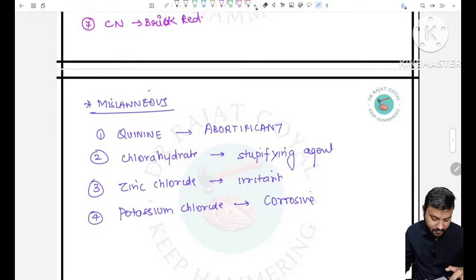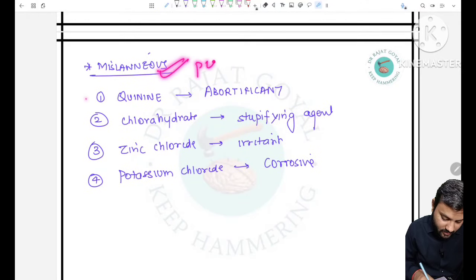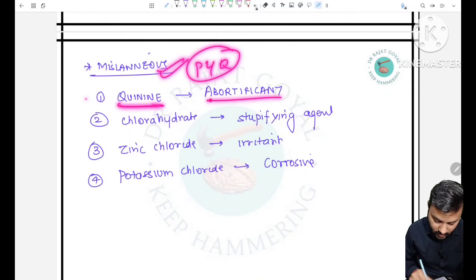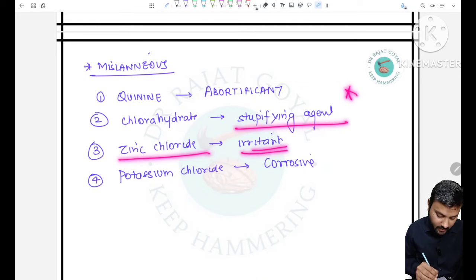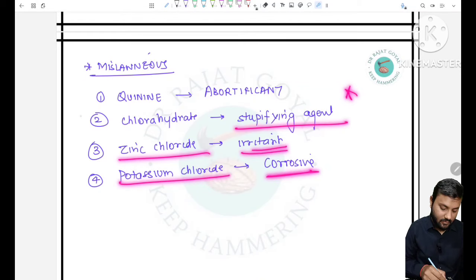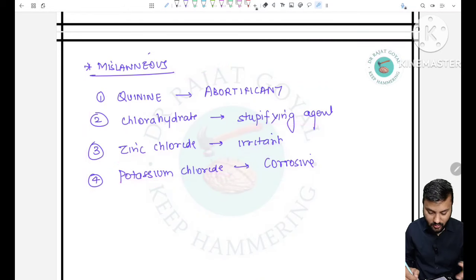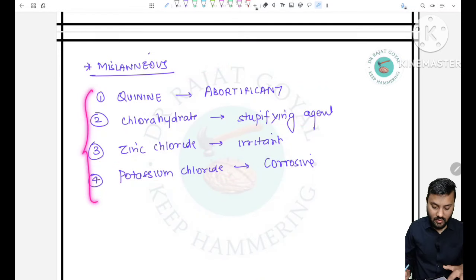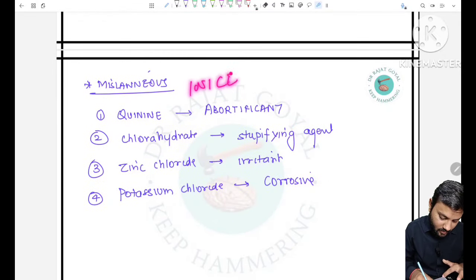These are similar. Now, a previously asked question: quinine is used as an abortifacient, chloral hydrate is used as a stupefying agent, zinc chloride is used as an irritant, and potassium chloride is used as a corrosive. So it is a previous year question. We can remember all of them because it can be asked again in NEET. It was asked in INICET.